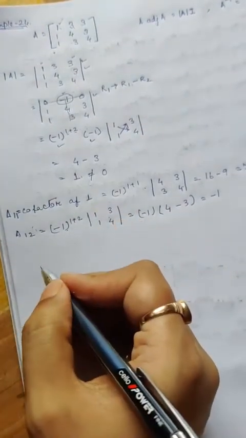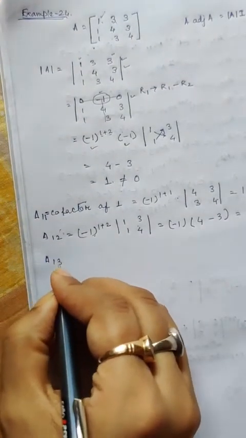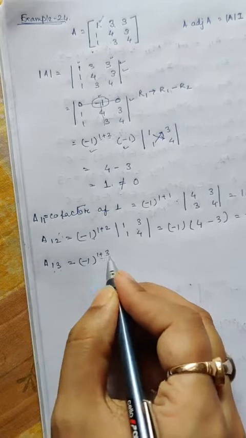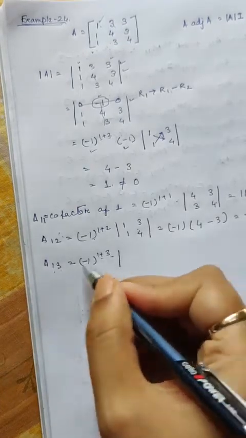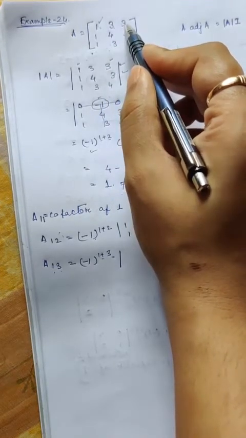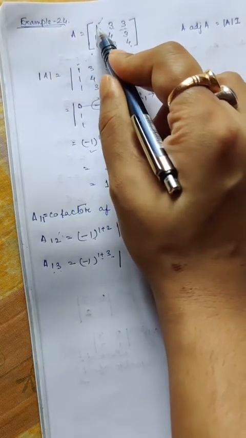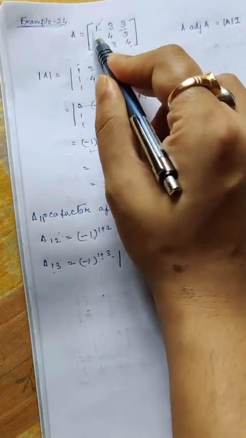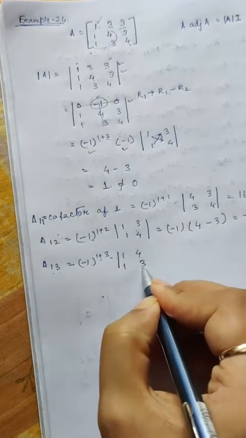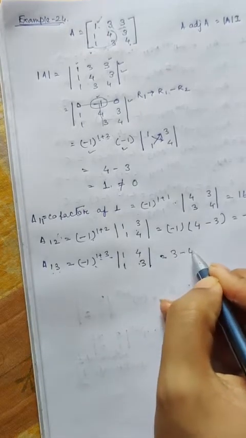Now we will write A13. For that we have to write minus 1 to the power 1 plus 3. Then we have to exclude the first row third column, because this 3 is in the first row third column, and for this 3 we are finding the cofactor. So we will be left with these 4 elements, 1 4 1 3. From here we will get plus 1, and from here we will get 3 minus 4, so minus 1.